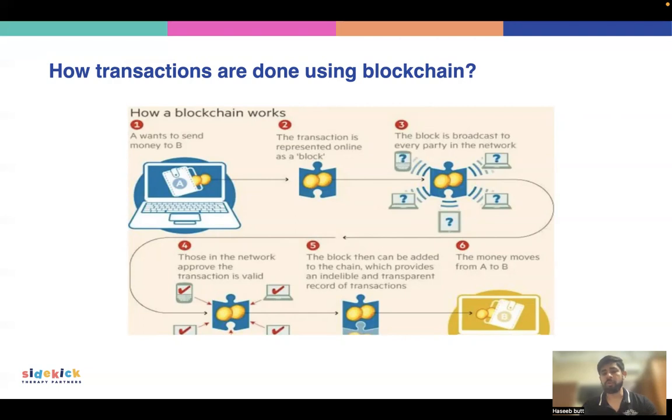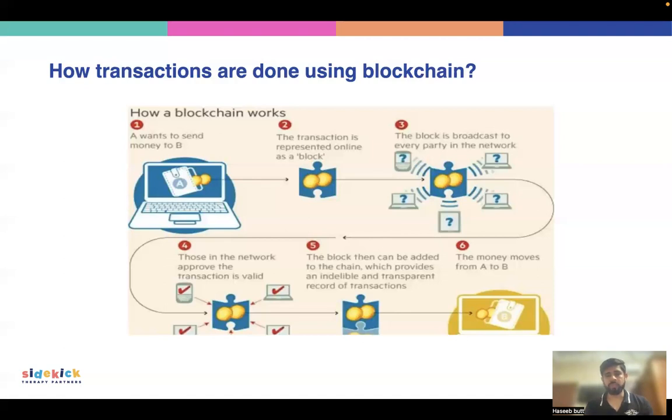The block is broadcasted to every party in the network. For example, there are thousands of computers. Every computer will need to verify that this transaction is actually happening. Those in the network agree the transaction is valid. If it is valid, the block can then be added to the chain, which provides an indelible and transparent record of the transaction. So when 50% of the network approve that this transaction is valid, the new block is added to the chain. Otherwise, it will be rejected.